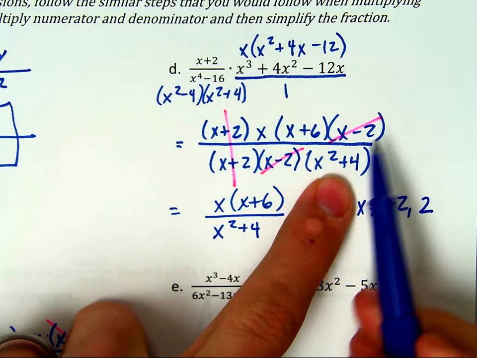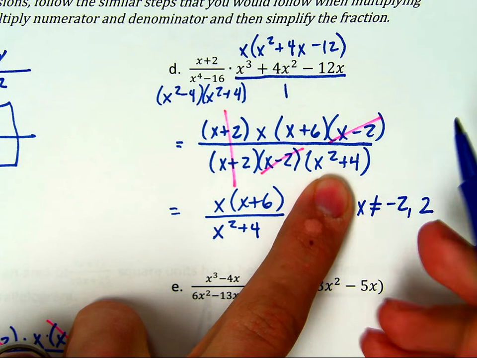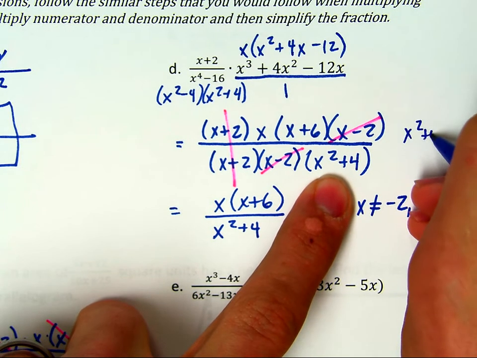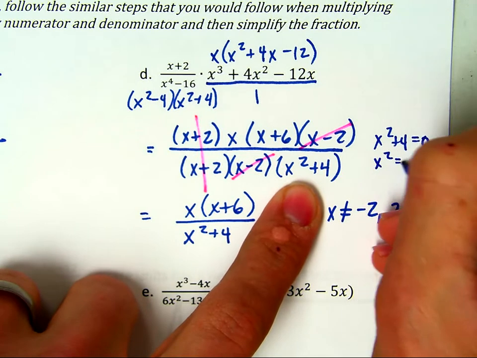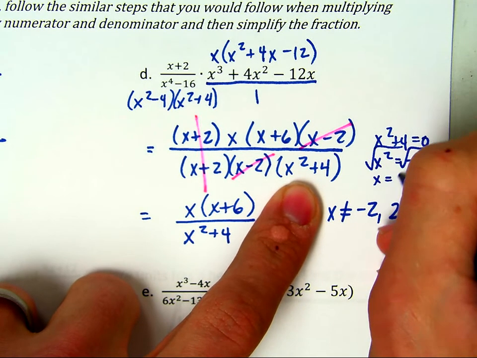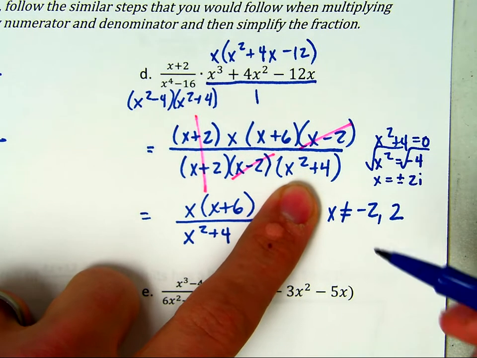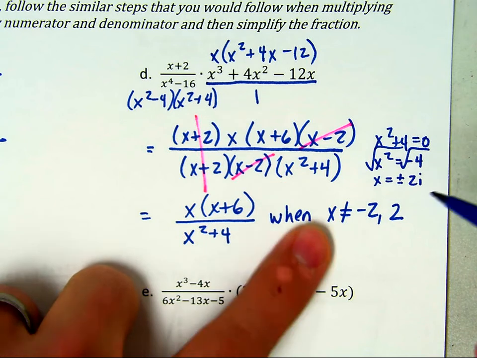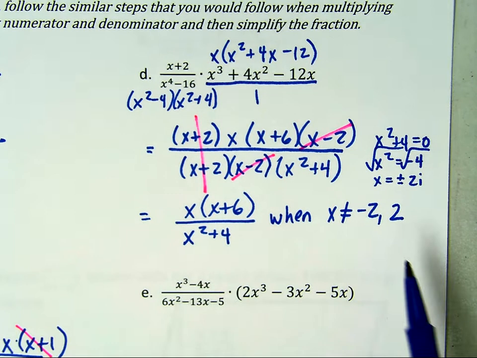This right here, x squared plus 4, if you were to set it equal to 0, all right, well, what would make this expression equal to 0? You get x squared equals negative 4, you take the square root, and you end up with imaginary numbers, right? And so we don't have to exclude imaginary numbers from our domain. We're just talking about the real numbers. So the only numbers we need to exclude are the negative 2 and the 2.